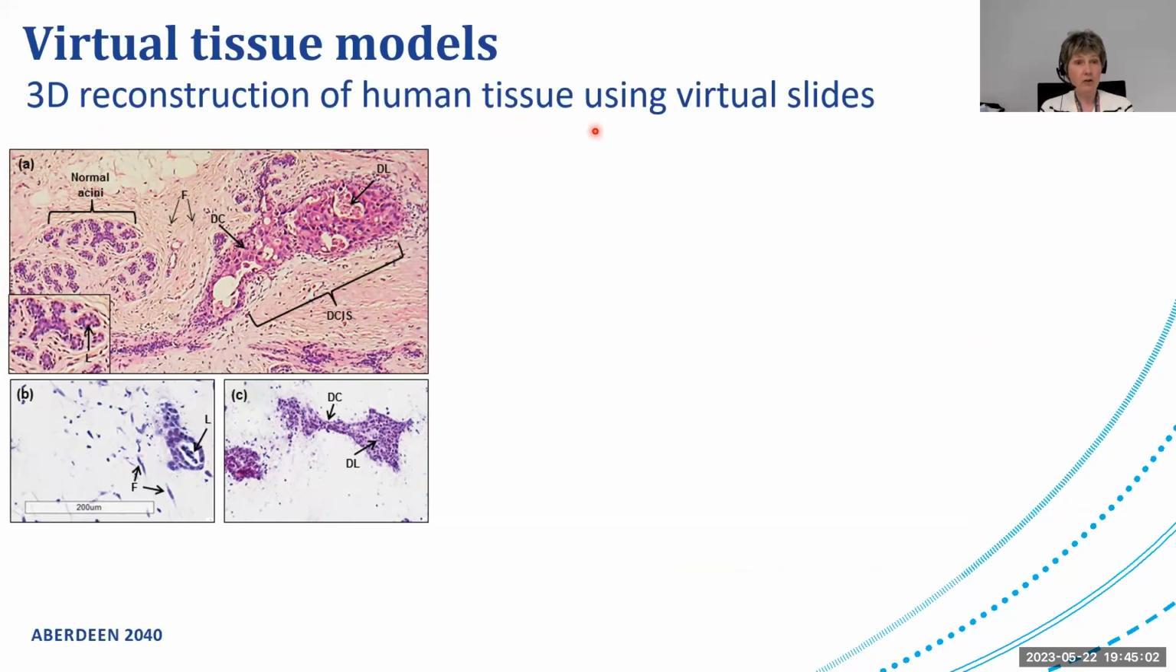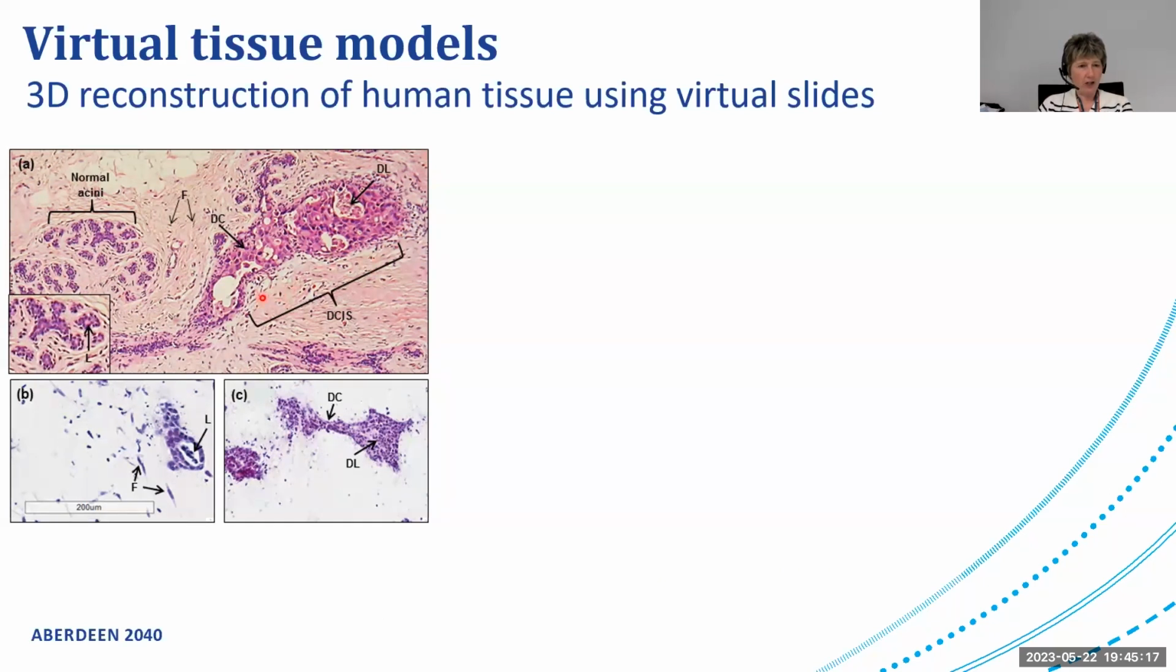So the slide that I showed you at the very beginning of this webinar was a section of human tissue. It was a digital whole slide image that had been scanned in. And increasingly nowadays, we're able to do that.